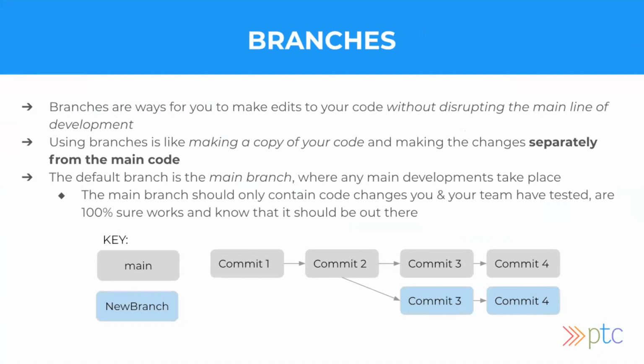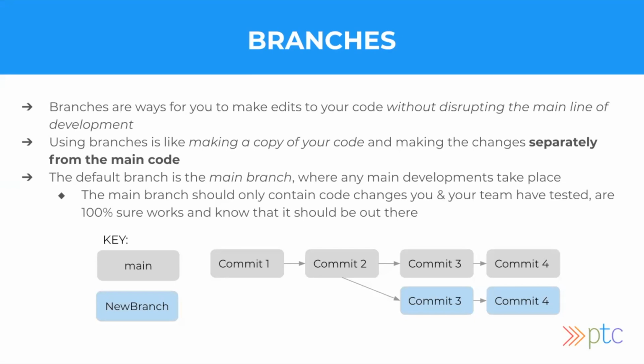The main branch should only contain code changes you and your team have tested and are 100% sure work. Branching is called branching because you can think of it as a tree. The main branch is the root of the tree, and everyone else is working on their own branches, even within your own repository that you work on alone.